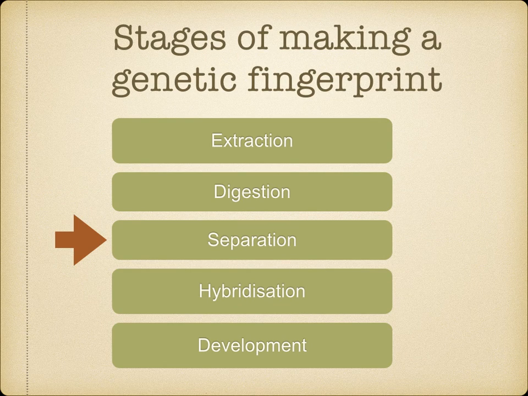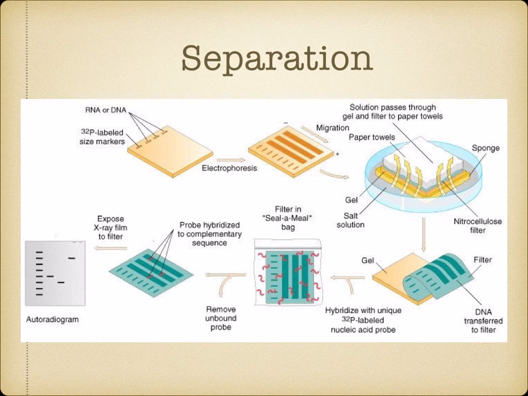Then there's separation. The different sized fragments are separated by gel electrophoresis. The fragments are separated by size under the influence of an electrical voltage. The gel is then immersed into alkali to separate the double bonds into single ones. The single strands are then transferred onto a nylon membrane by a technique called Southern blotting, as you can see on the right there in this diagram.